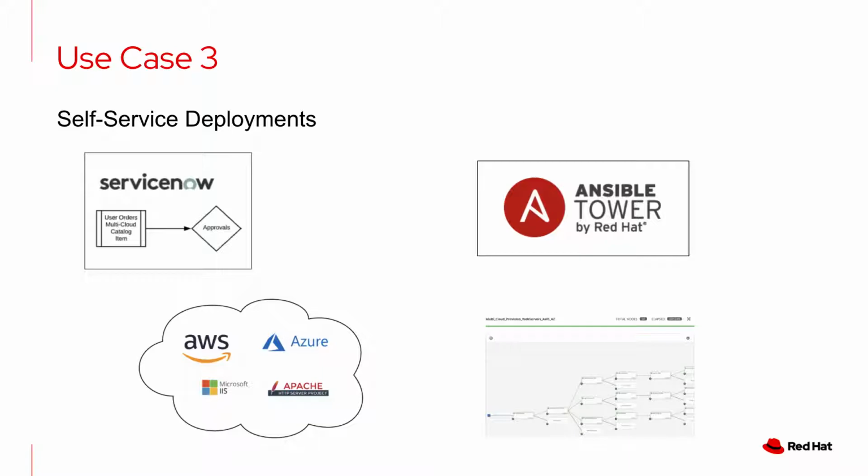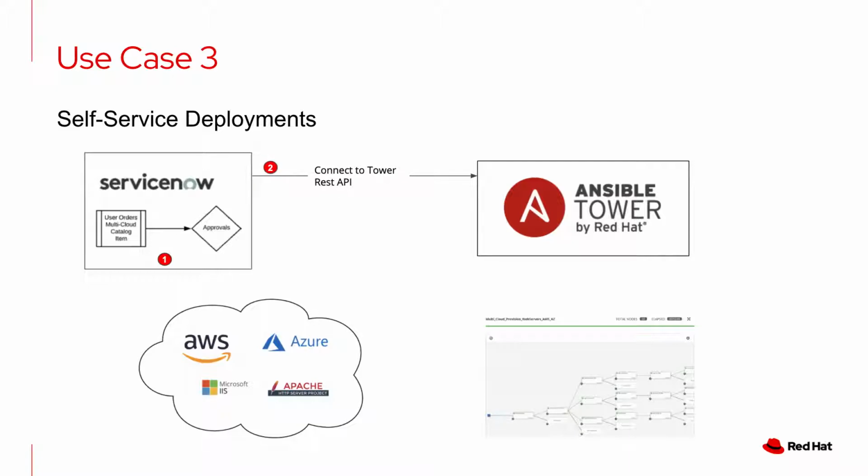So use case 3 is all about self-service deployments. We're going to play the role of a business user in this case. We're going to log into ServiceNow, and we're going to go straight to the service catalog. In the service catalog, we'll find one for provisioning to multi-cloud, where we're going to deploy a couple of machines to AWS and one to Azure. We'll also install IIS and Apache.